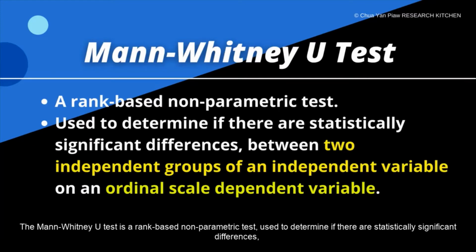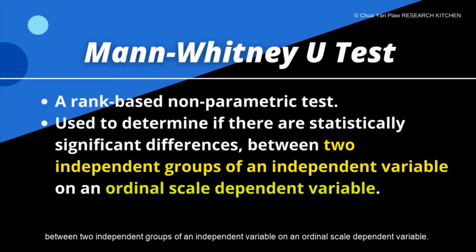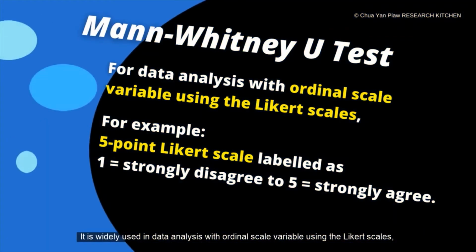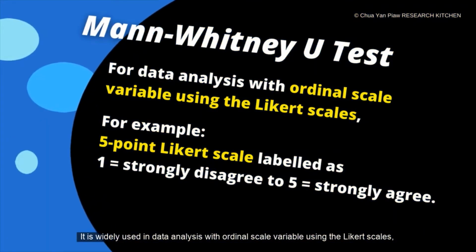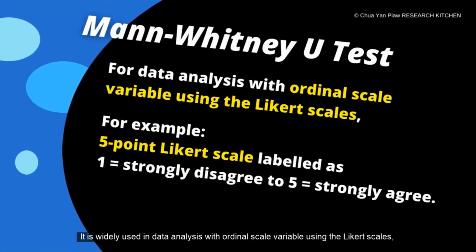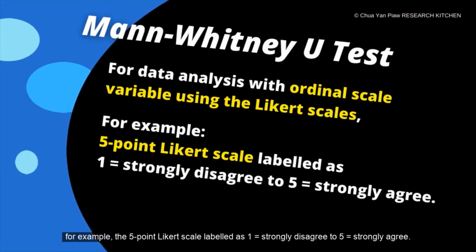The Mann-Whitney U test is a rank-based non-parametric test used to determine if there are statistical significant differences between two independent groups of an independent variable on an ordinal scale dependent variable. It is widely used in data analysis with ordinal scale variables using the Likert scale. For example, the 5-point Likert scale labeled as 1 equal to strongly disagree to 5 equal to strongly agree.